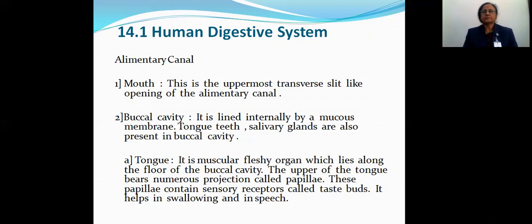Now about the tongue, this is a muscular structure. The tongue is a muscular structure. It is the floor of the buccal cavity. On this tongue, papillae are present. These are projections. They appear as taste buds. The function of taste buds is the sensation of taste. And the tongue also helps in swallowing as well as in speech.